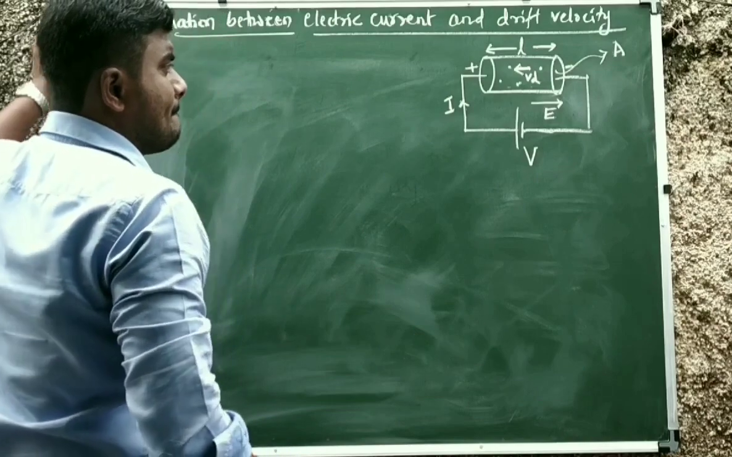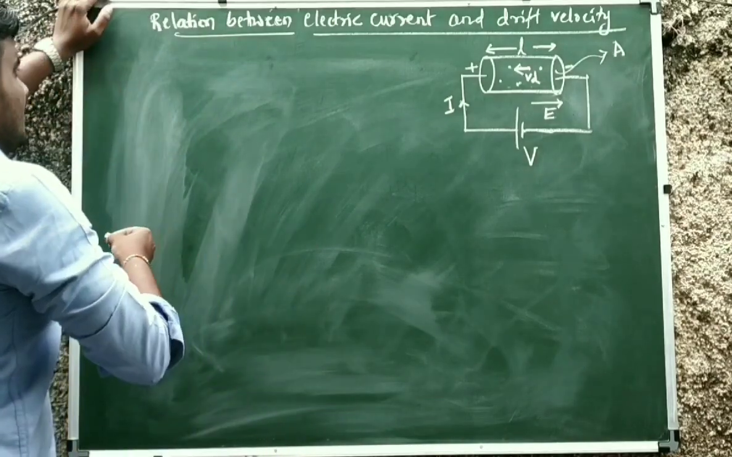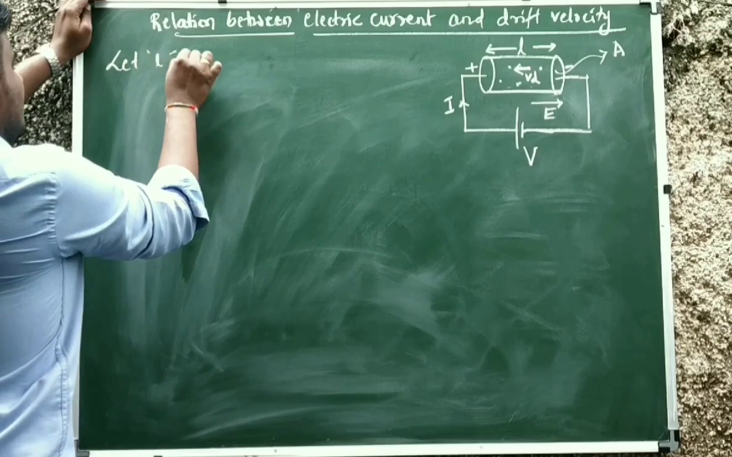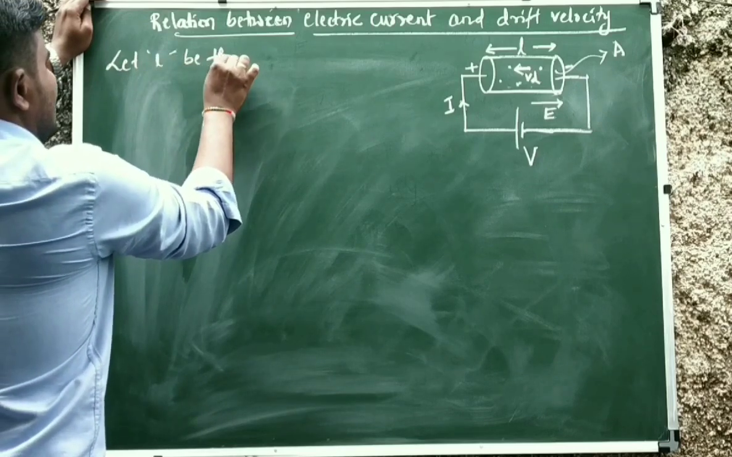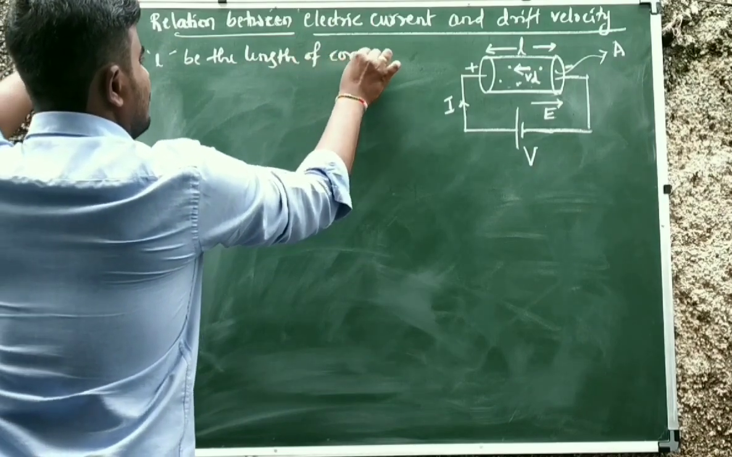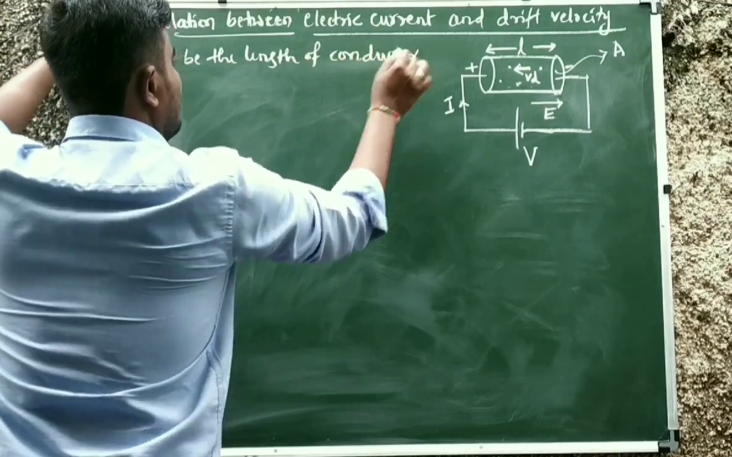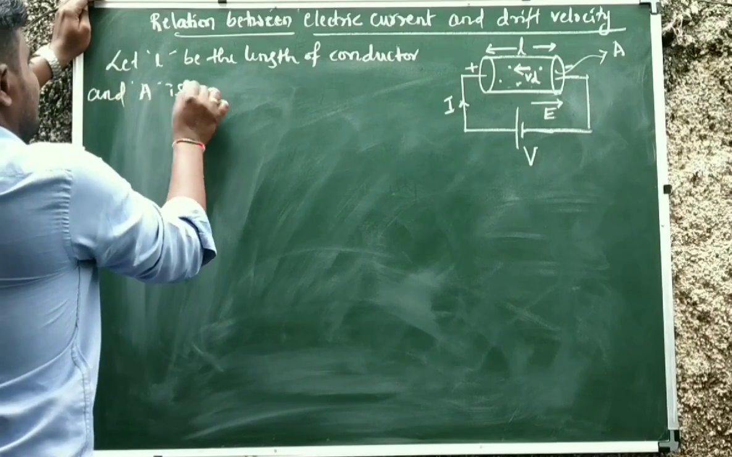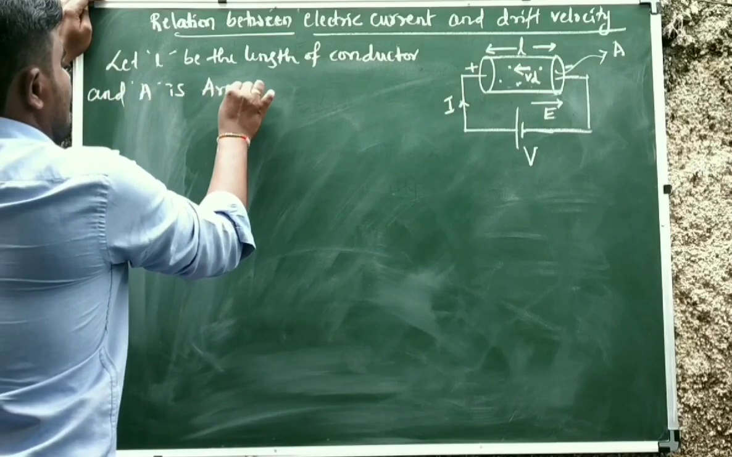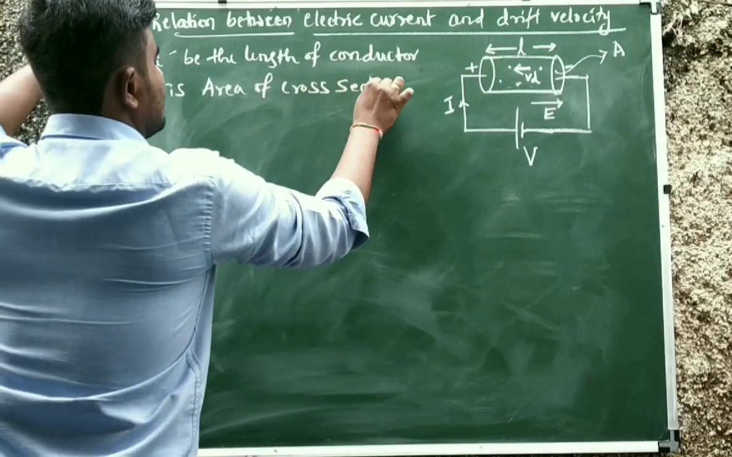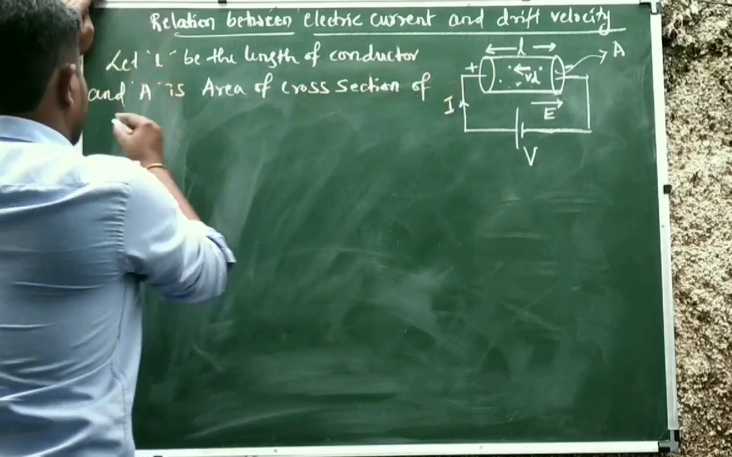So let us start our derivation. Let L be the length of the conductor and A the area of cross section of the conductor.